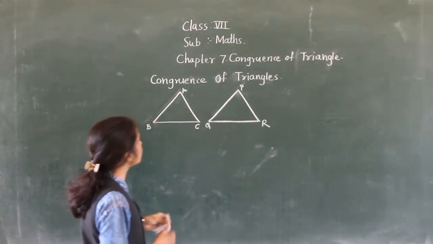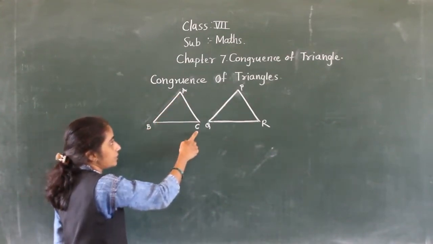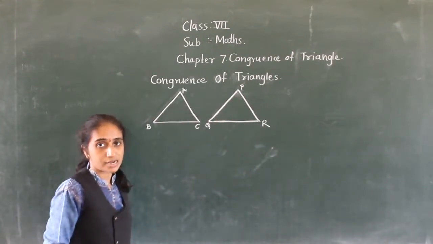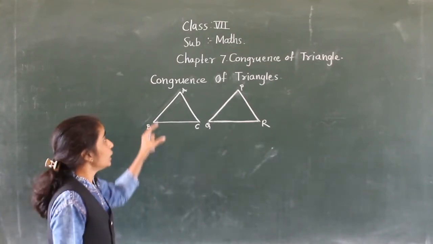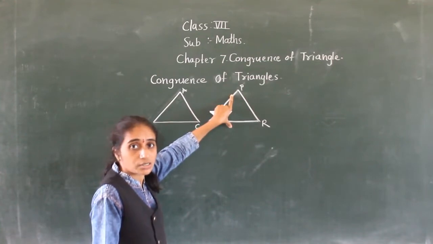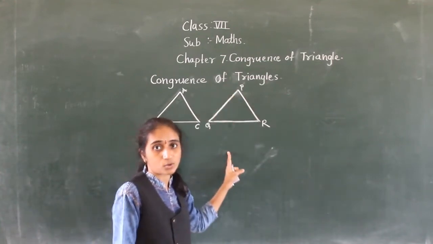Now let's see the congruence of triangles. See, in triangle ABC and in triangle PQR, two triangles are given. If they overlap each other, it means they have the same size and shape. So both the triangles are congruent.